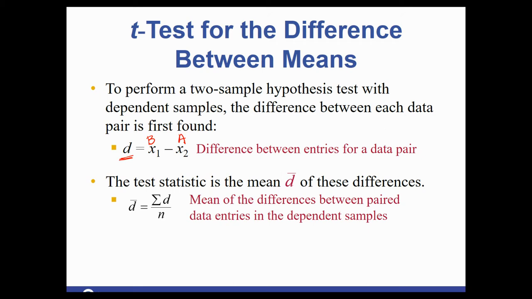Once you do that for all of our data pairs, then you're going to be able to find the mean. So D bar, similar to our X bar, is the sum of our D's divided by our sample size. When you are looking at these problems, you're going to notice that there is no mean and standard deviation given to you. You have to find them before we can do our test statistic formula.